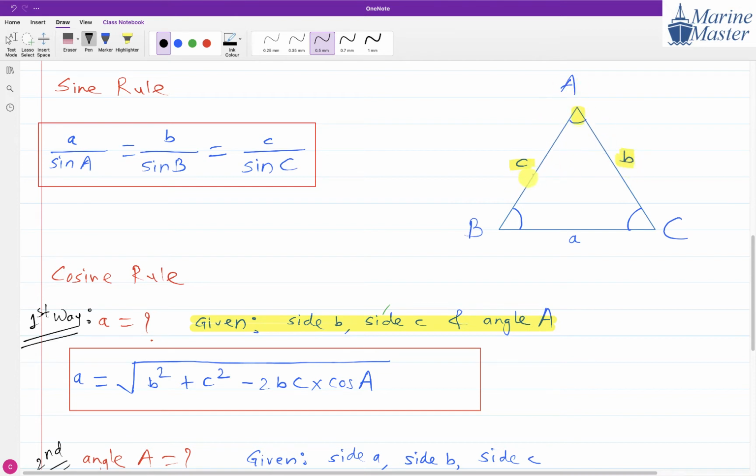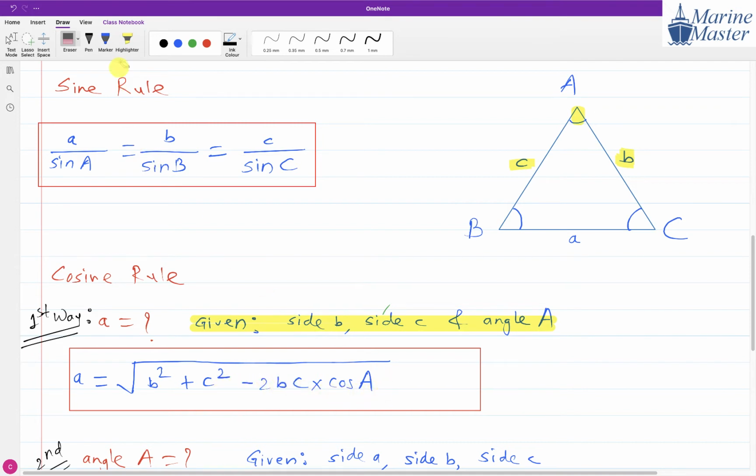That is B and C. And what is our target? What we have to find out here? Side A we have to find, the side which is opposite to angle A. Then according to the first way, A will be equal to the square root of B square plus C square minus 2BC cos A.